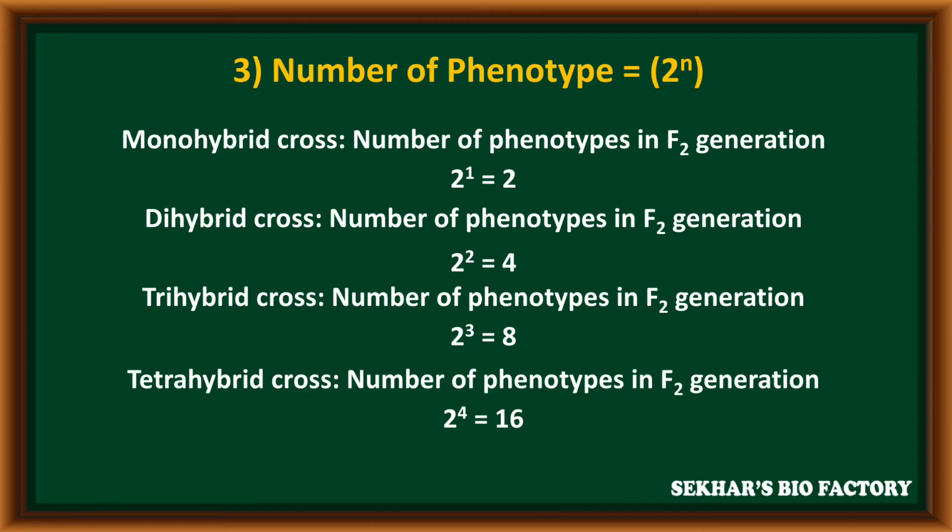In tetrahybrid cross, the number of phenotypes in F2 generation, here n is equal to 4, so 2 power 4 is equal to 16. So totally 16 types of phenotypes are produced in F2 generation of tetrahybrid cross experiment.